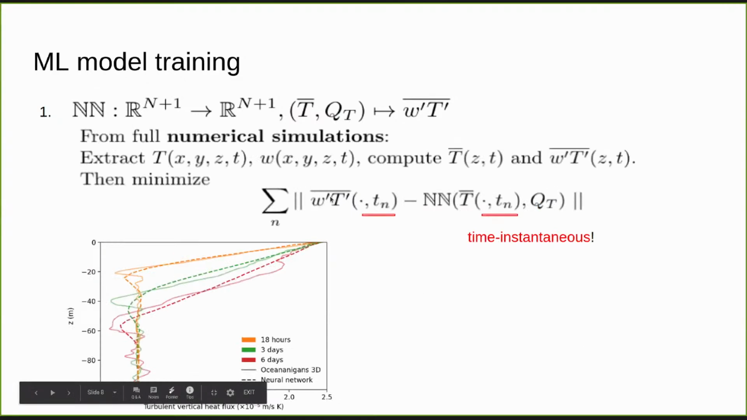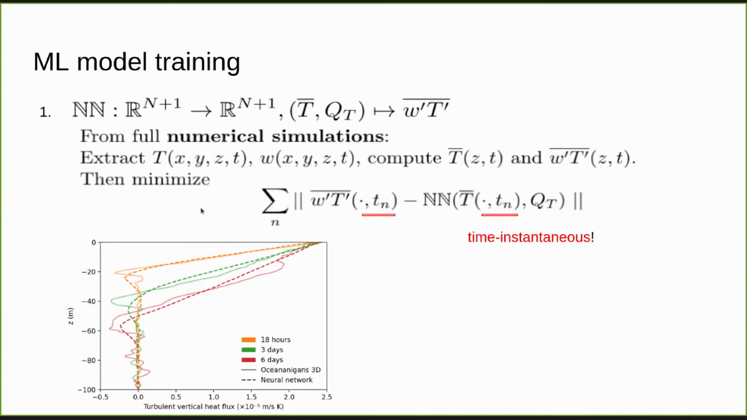So starting with the direct approach, the regression approach, we have these full numerical simulations. What we would do is extract the full spatial temporal profiles for the temperature and the velocities, and compute the horizontally averaged quantities from that.